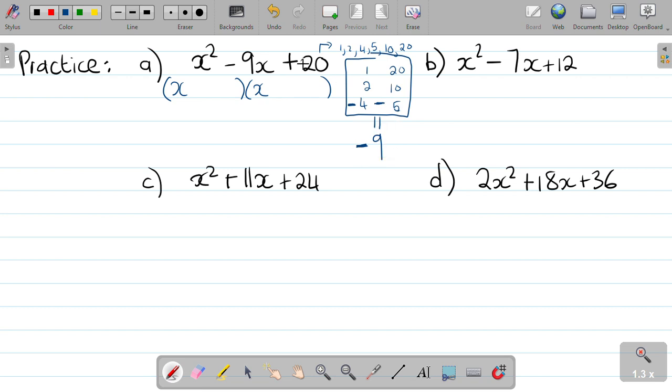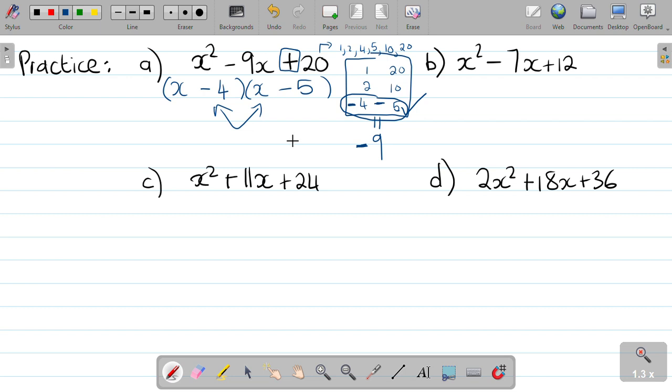minus 9. And you check, is my third term sign positive? Yes. So both signs must be the same, and that is actually what we have. So we can go and put that in. It should be minus 4 and minus 5. It doesn't matter if the brackets are swapped around. That's okay.